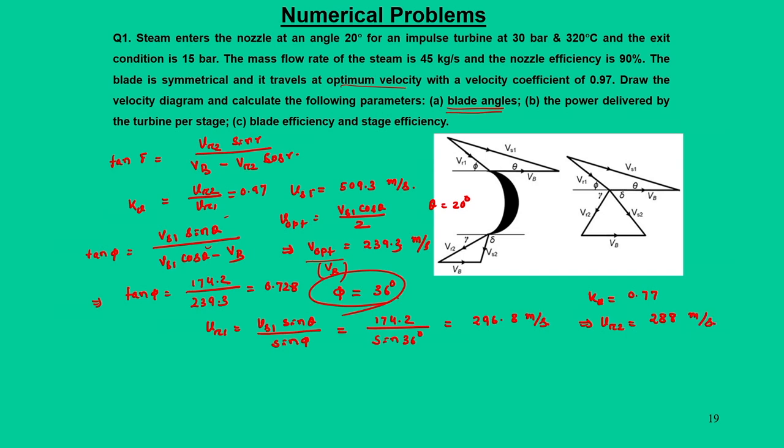Now, once you know V r 2, then we will be able to find out tan delta, because we know V r 2, V b is known, gamma. Since the blade is symmetric, gamma can be equal to phi, that is 36 degree. So, this is due to the symmetric nature of the blade. So, looking at that we can find out tan delta as 288 sin 36 divided by 239.3 minus V r 2 is 288 cos 36 degree. So, this will give you delta as 88 degree.